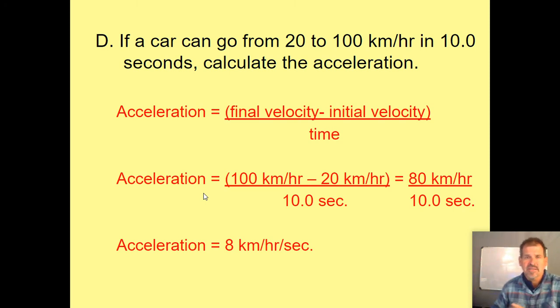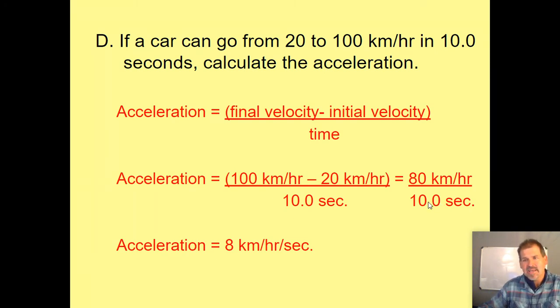Let's calculate the acceleration. All right, so we have our final velocity, which is 100 kilometers per hour, minus our initial velocity, which is 20 kilometers per hour, divided by time. All right, so 100 kilometers per hour minus 20 kilometers per hour equals 80 kilometers per hour. Again, divided by 10 seconds.